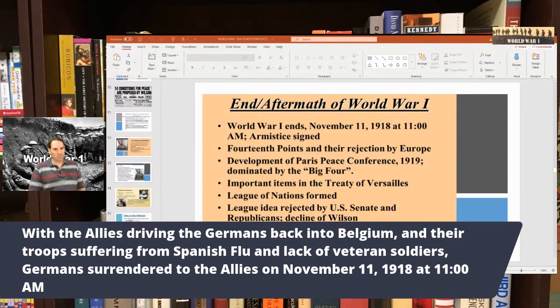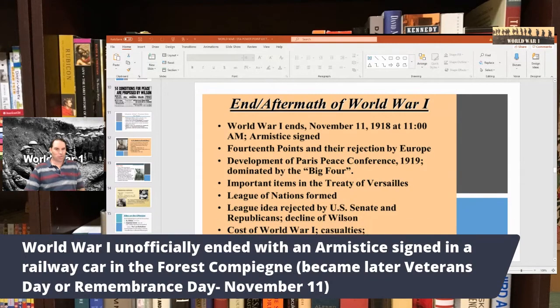Also, they had revolutions breaking out about that time. The German Revolution broke out in Germany, of course, which eventually overthrows the Kaiser's government pretty much. And so the German military stepped in and just decided to surrender and end the war. The Germans surrendered to the Allies on November 11th, 1918 at 11 a.m. So that's basically what happened with that. And so unofficially, the armistice is what ended World War I.